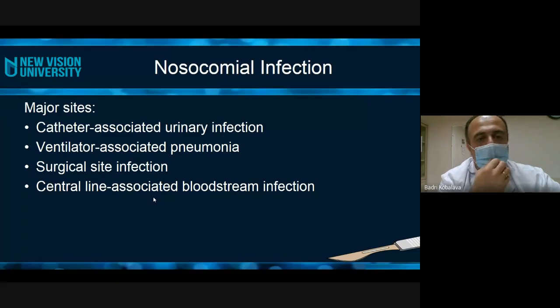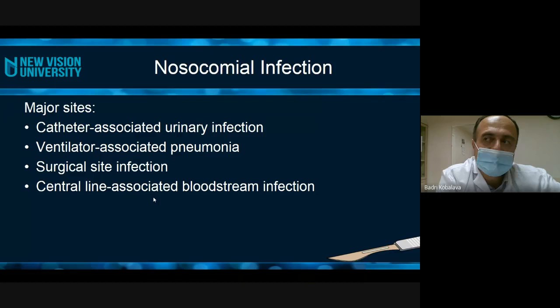Major sites of the nosocomial infection. It is catheter-associated urinary infection. If contaminated, a catheter can infect the urinary tract, which is mostly sterile. Sometimes it is populated by microorganisms without any infectious process, but in most cases it is sterile. But a catheter can insert infection.